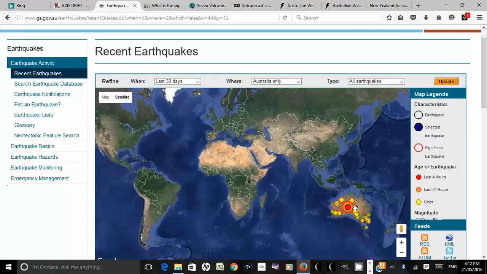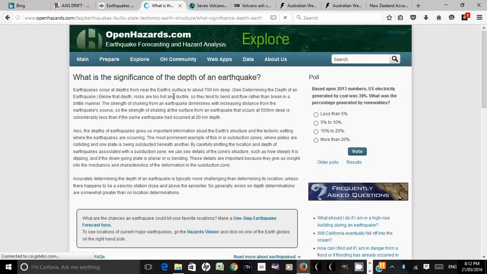These earthquakes, most of them have been at a depth of 10 kilometres. So I thought I'd read up what's the significance of the depth of an earthquake. I have to remember which part it was. More or less it says that it's all to do with the tectonic plates shifting, as everyone knows that.